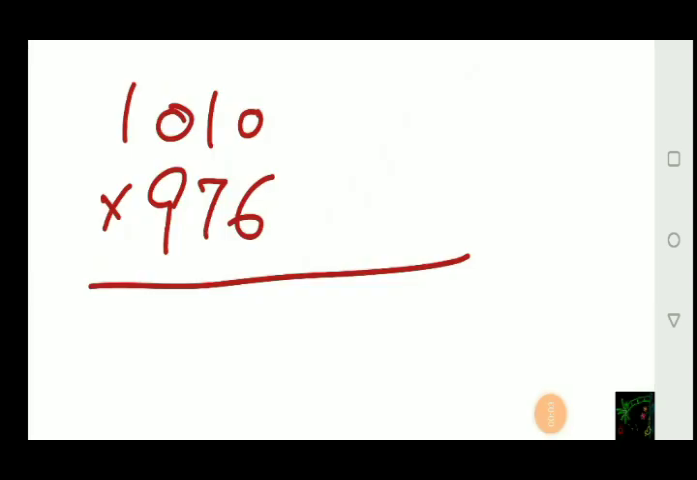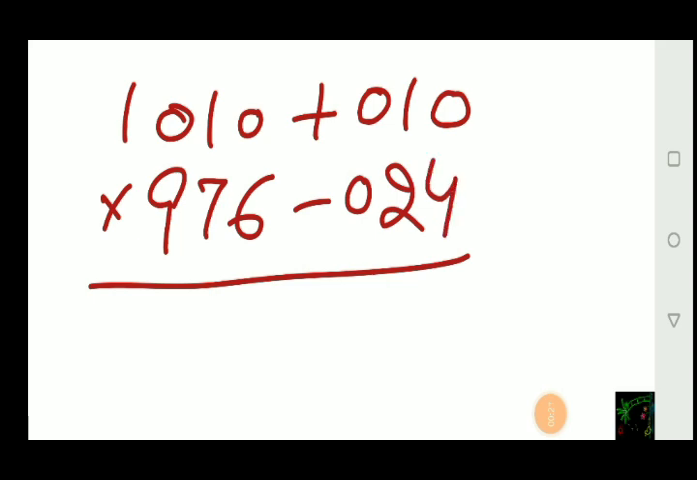Let's take the special case. We are to multiply 1010 with 976. Now 1010, this number is 10 greater than the base 1000 and 976 is 24 less than the base 1000. Now when you are multiplying this number, you are getting 240 and plus minus minus with vinculum at 2, 4 and 0. And the next digits are 976 plus 10.